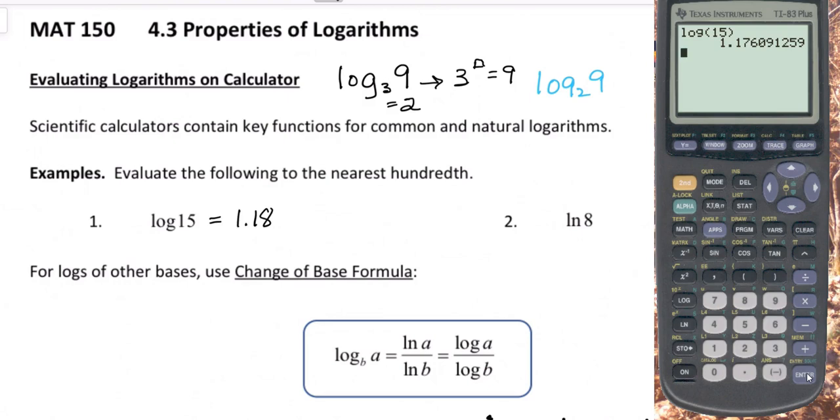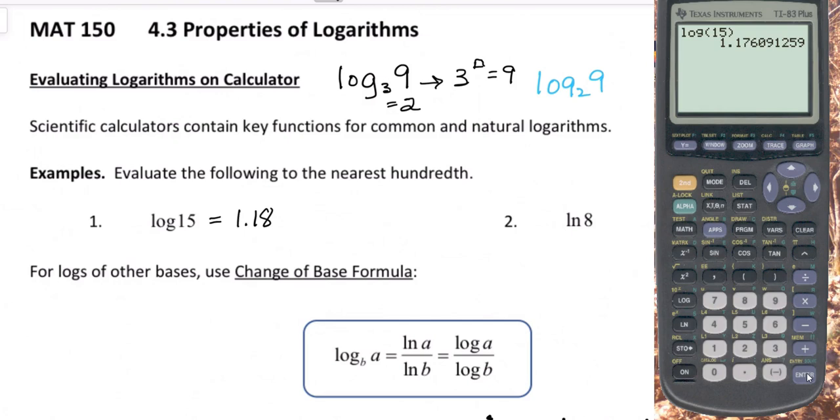On a scientific calculator, just play around with it until you can figure out how you get that value of 1.18. On some scientific calculators, you actually put the argument in first, so you type the 15 and then hit your log key. So you just have to figure out how yours works.